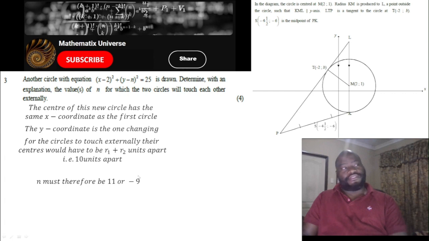But to show what I've explained here, I have drawn this diagram on GeoGebra so that it can be shown visually or graphically. So let's go to GeoGebra and see what happens.